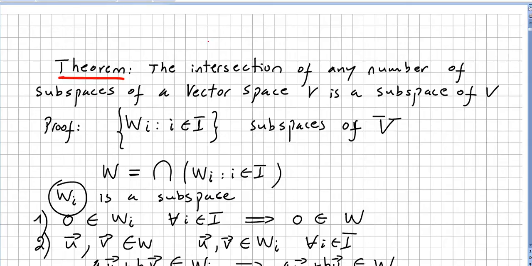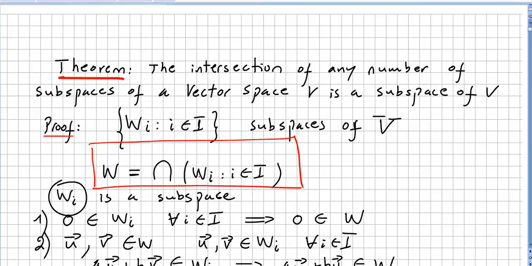In the previous video we saw this theorem: the intersection of any number of subspaces of a vector space V is a subspace of V. We even took the proof for this, okay? So the intersection of subspaces is a subspace too. Now in this video we are going to see if the union is also a subspace.